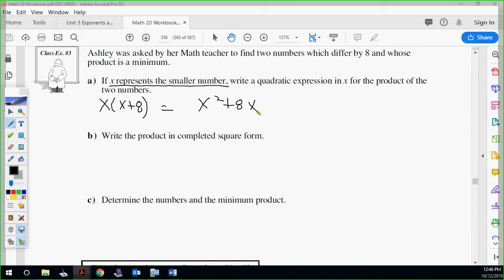So this one's nice because we'll just do it right here. We just go plus box. We have nothing to pull out. It's just half of 8 is 4, 16. So yeah, that's going to be the answer essentially.